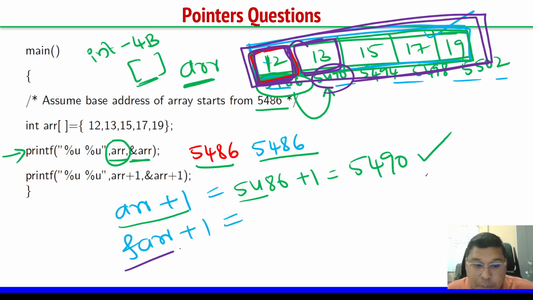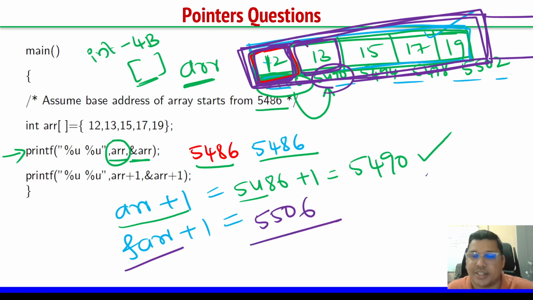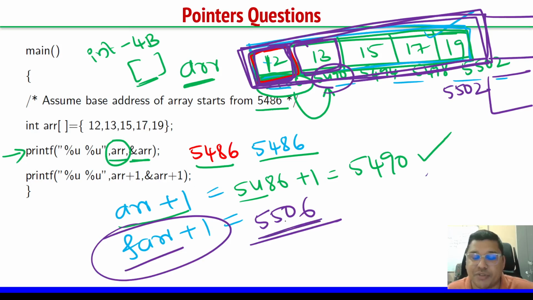When ampersand ARR is pointing to this entire box, if I ask plus 1, it will give the starting address of the next block, that is 5506, because this last address is 5502, right. After this the new block begins. That's why ampersand ARR plus 1 is 5506. Is it clear? Did you understand this, how it is 5506?